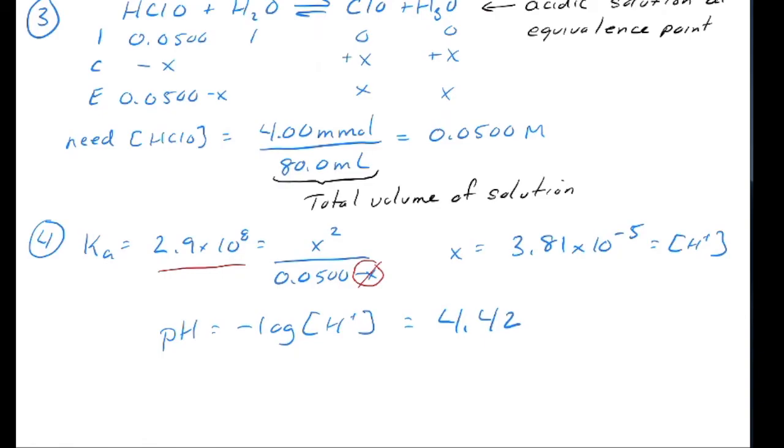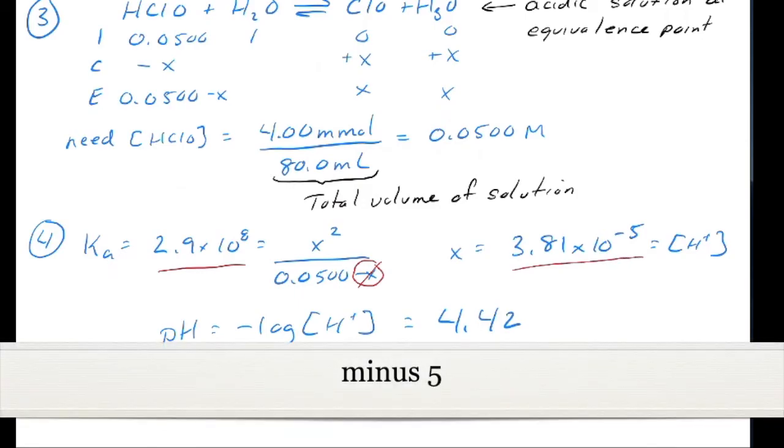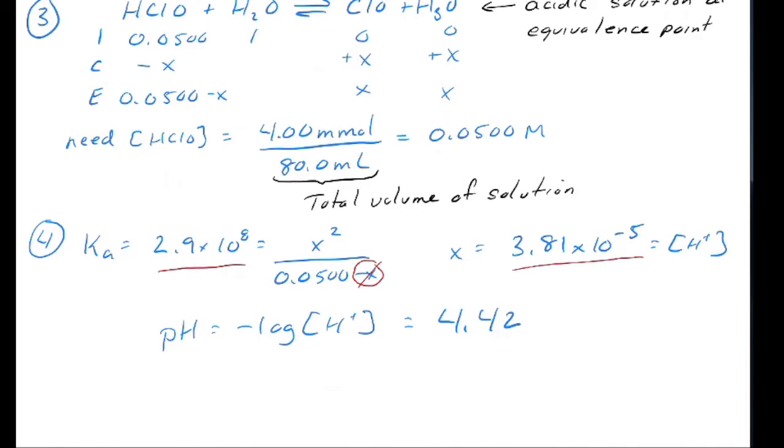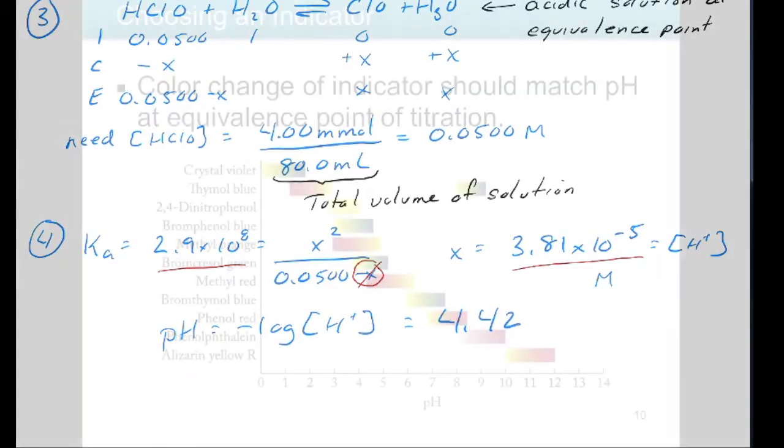And solving for x, we get a concentration of 3.81 times 10 to the -5 molar H+. So that should be a molar concentration. And if we determine the pH, we end up getting a pH of 4.42. So now we need to find an indicator that will change color around a pH of 4.42.